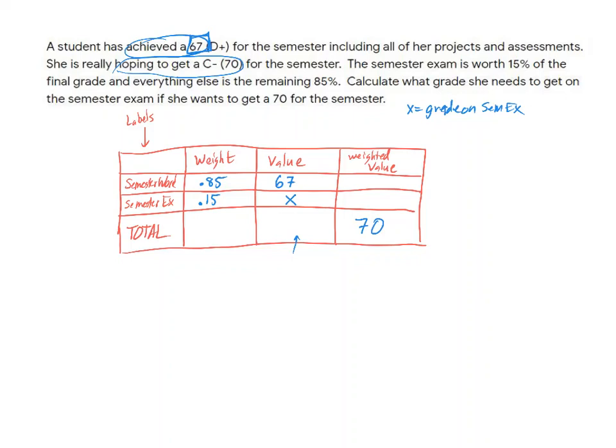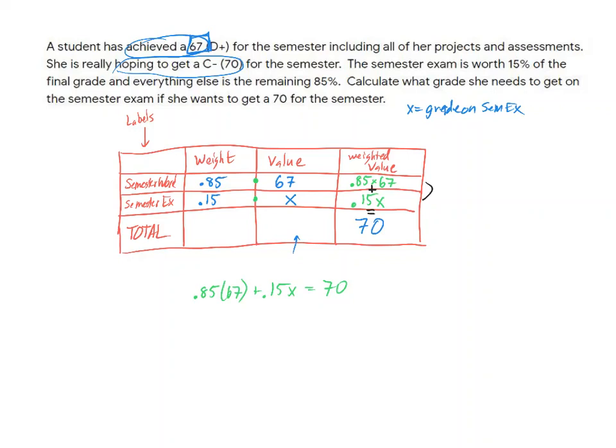Now, from here, you should be able to work through and set up an equation. Remember, the weighted value is always the weight times the value. So that's 0.85 times 67. And then here it's going to be 0.15 times X. And then we set up our equation by adding these together. All of the pieces you add together. If there's 3 pieces, 4 pieces, add them all together. And then they need to equal the final value there. So my final equation should be 0.85 times 67 plus 0.15x equals 70. And so from there, we should be able to calculate everything.